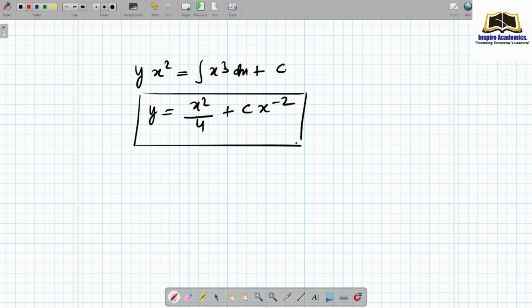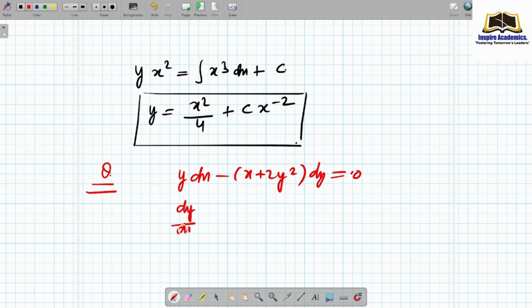Let's take yet another question for your practice. The equation is y dx minus (x plus 2y square) dy equal to 0. If you solve this equation, what will be dy by dx? Minus x upon y equal to 2y. Rather, it is dx by dy.